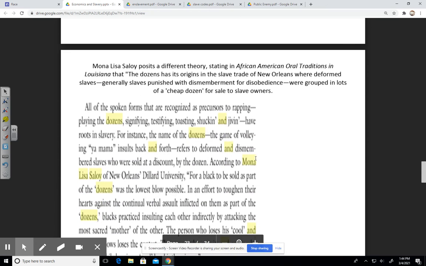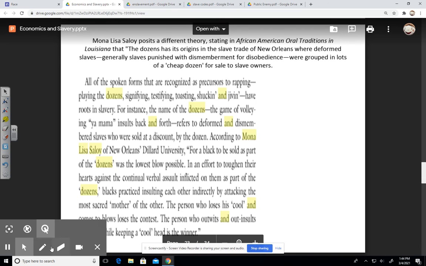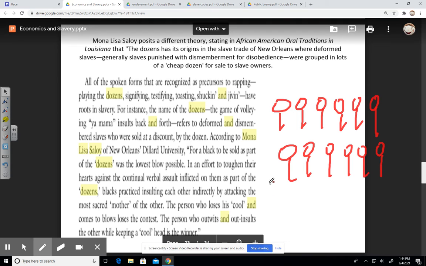The dozens in slavery. This is an interesting argument here. So this comes from this particular study. You can see the author up here, and they talk about the dozens. So the dozens is a slave term, and you come to find out that slaves you can buy by the dozen at a cheaper price if the 12 slaves have some sort of condition. So let's just say in this scenario here, this individual has an arm injury, this individual has a leg injury, and so on.